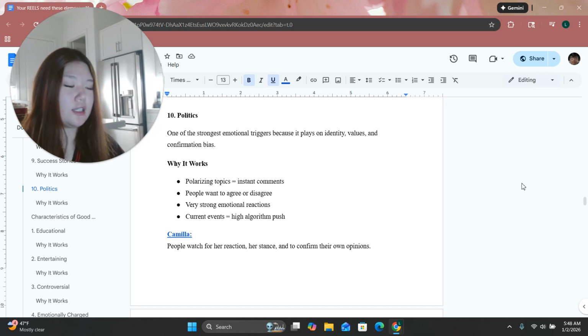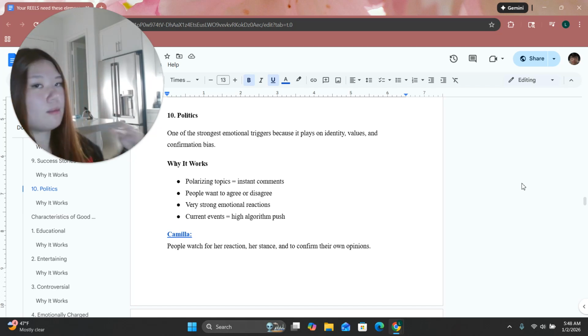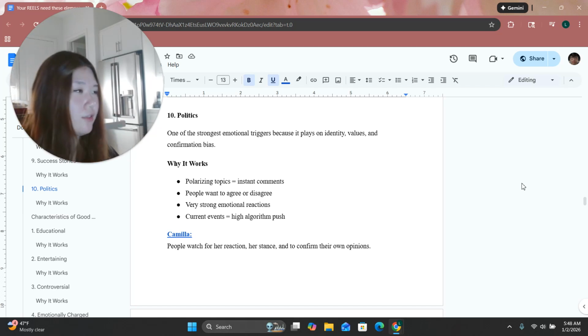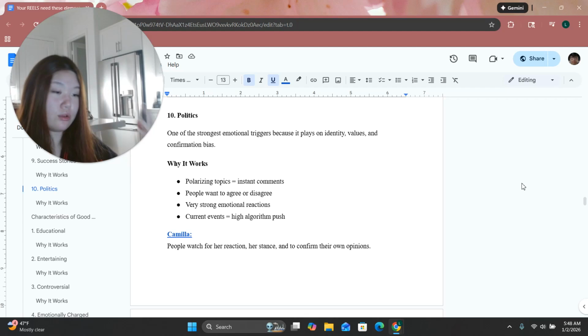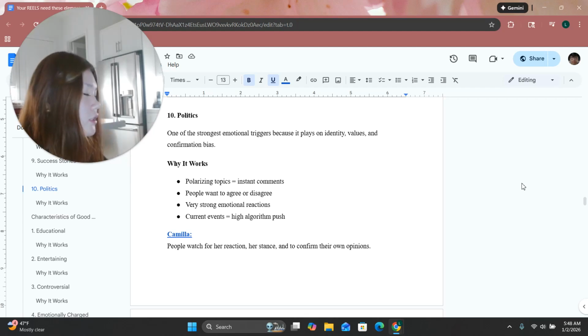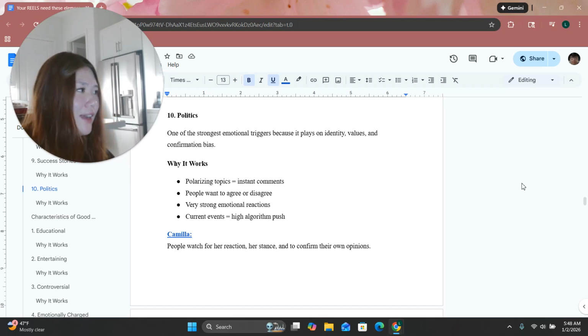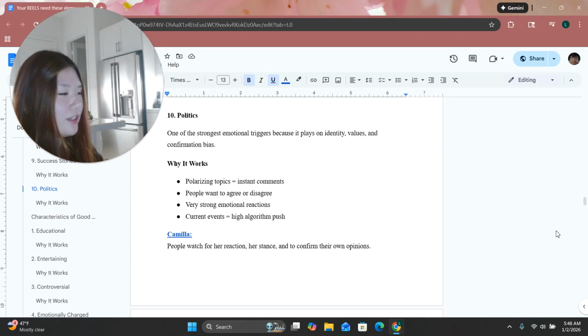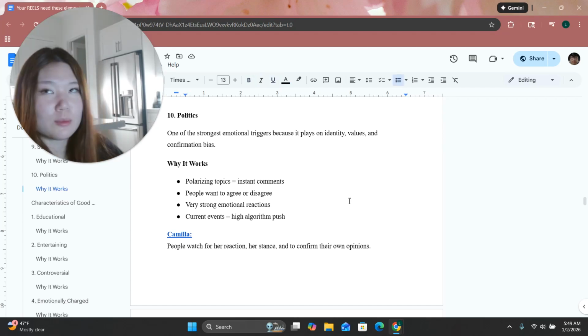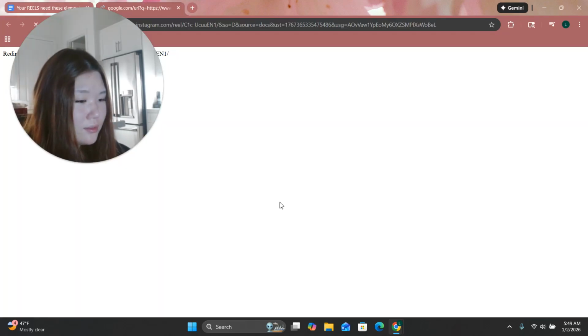Whether they disagree, they are going to comment, oh, you are completely wrong, I think differently, blah blah blah, but it's still engagement. It does not matter if they agree with you or disagree. It's good to have both sides. So polarizing topics, just because they have this duality in them, are going to bring instant comments and fights over them. So people want to agree or disagree and put their 5 cents in there. It really creates strong emotional reactions. I'm gonna play this one.